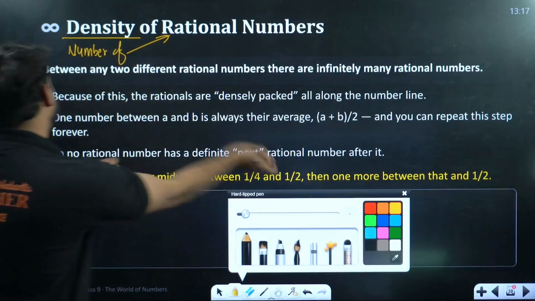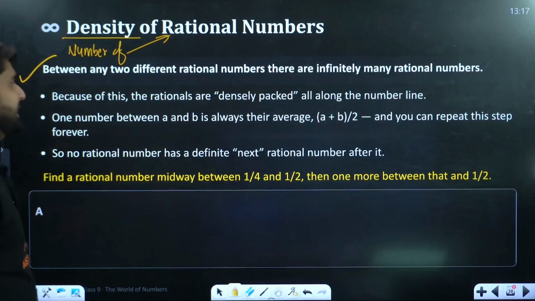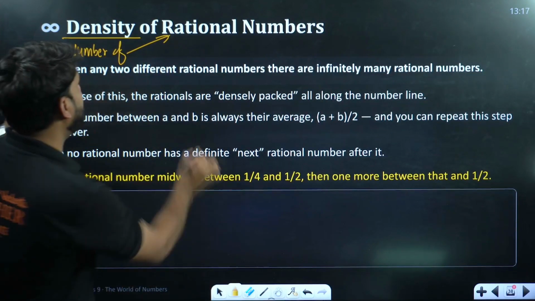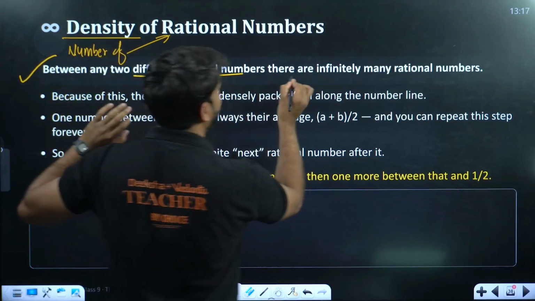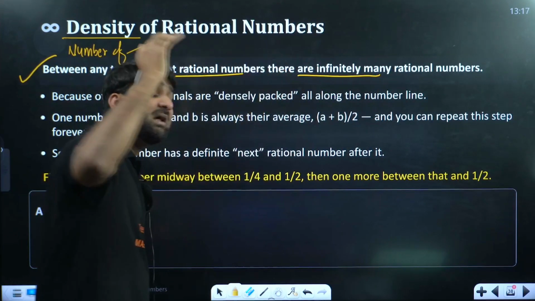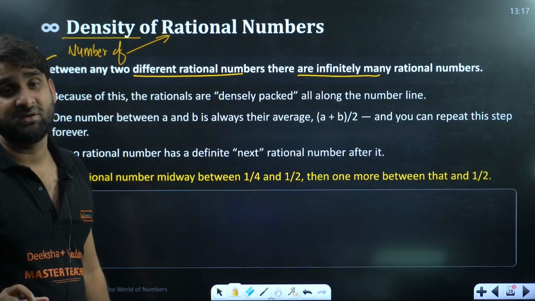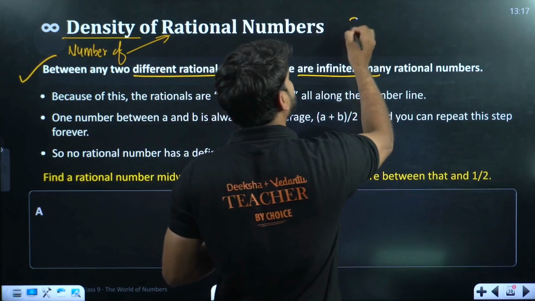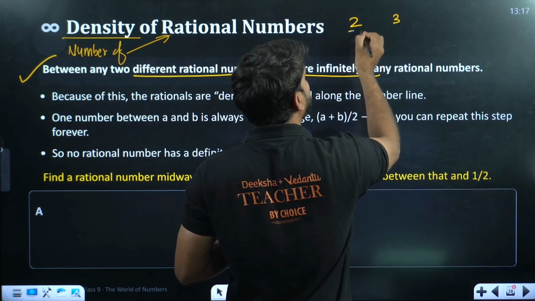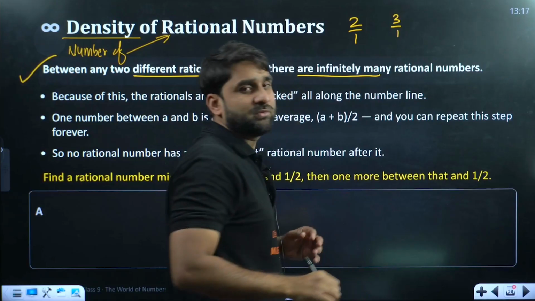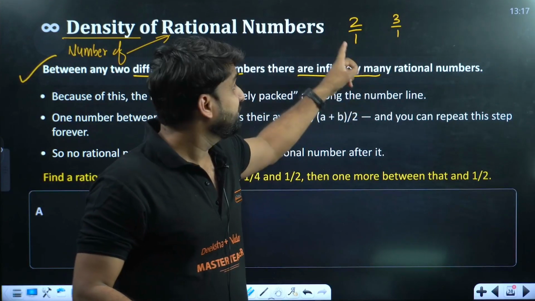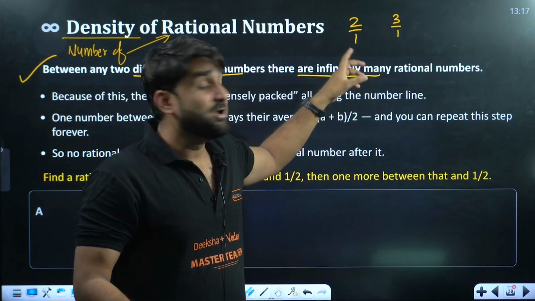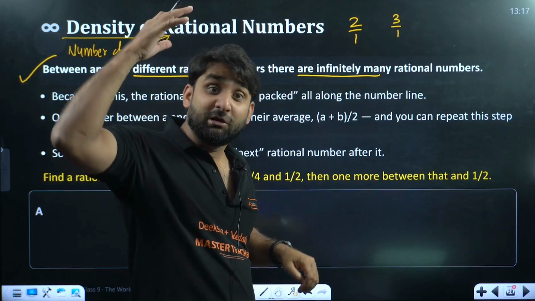So my dear champion, let me give you the theoretical clarity. Between any two different rational numbers, there are infinitely many rational numbers. You can find infinitely many rational numbers between them, whether the numbers are consecutive or not. 2 and 3 can be written as 2 by 1 and 3 by 1, so both are rational numbers. Even between two consecutive numbers, there will be infinite rational numbers.